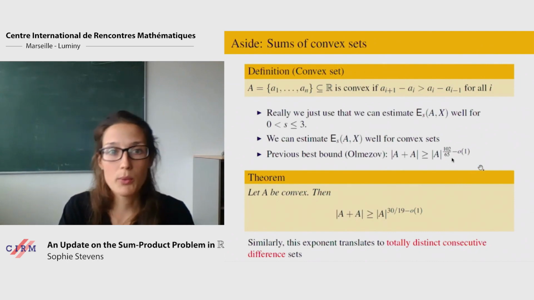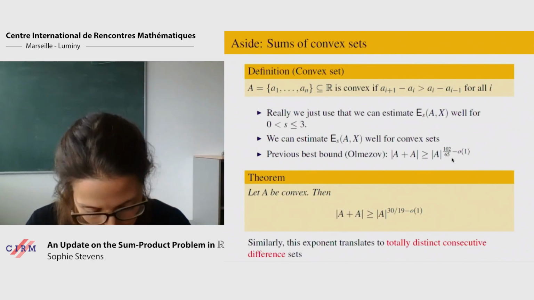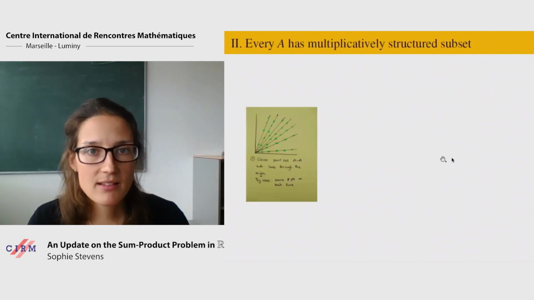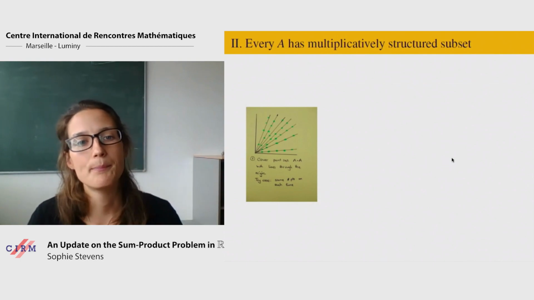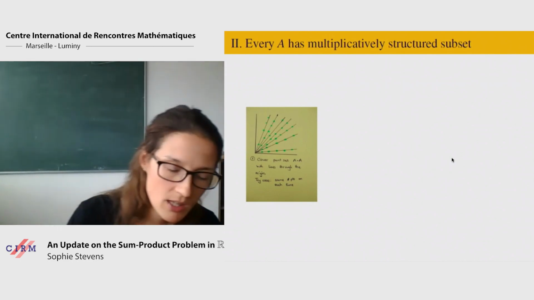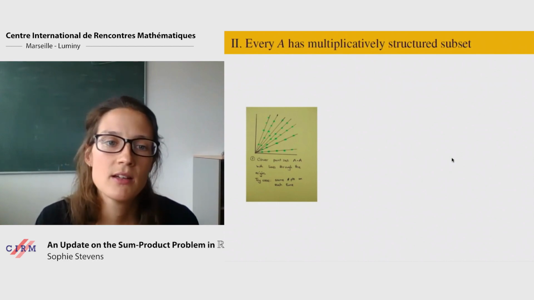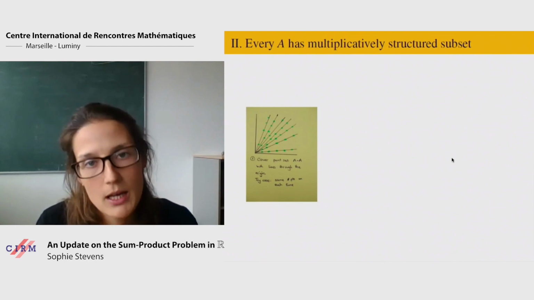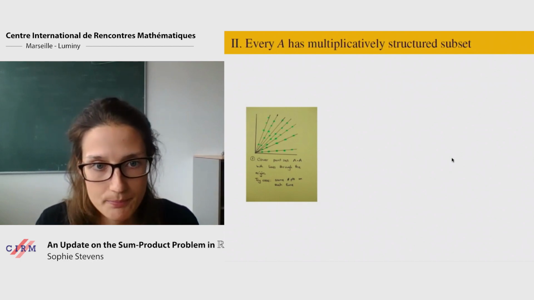Okay, so that concludes what I wanted to say about the concept that if we've got multiplicative structure, then we can get additive information. And then the second part that I'd like to talk about is that every set has got a multiplicatively structured subset. So for the rest of the talk, I'll describe how to get this subset. I'll give a vague argument as to why it's a good subset to choose, but I won't really go into the quantitative details of this argument.